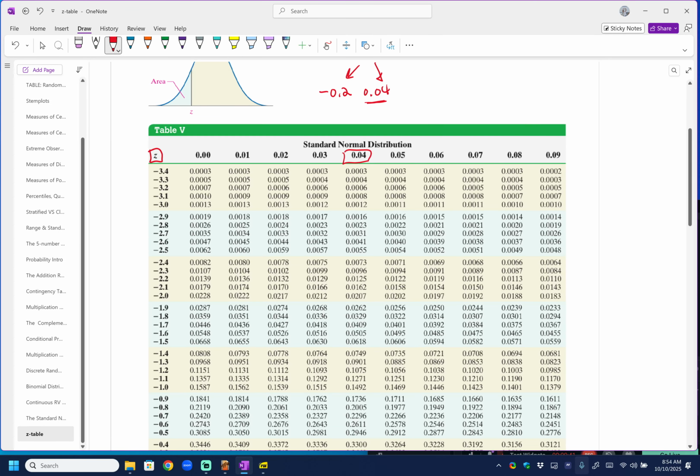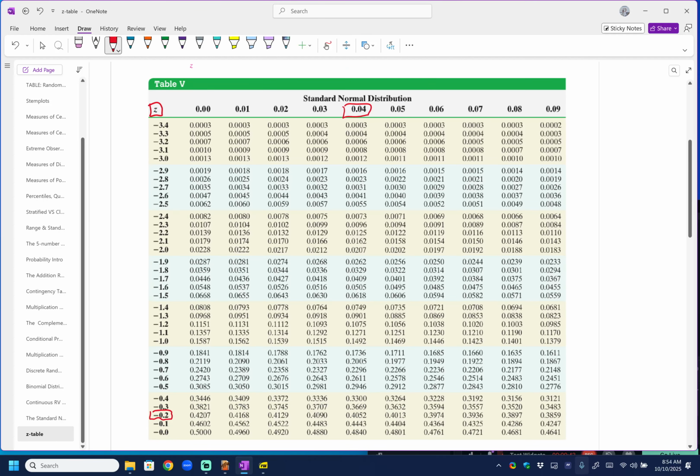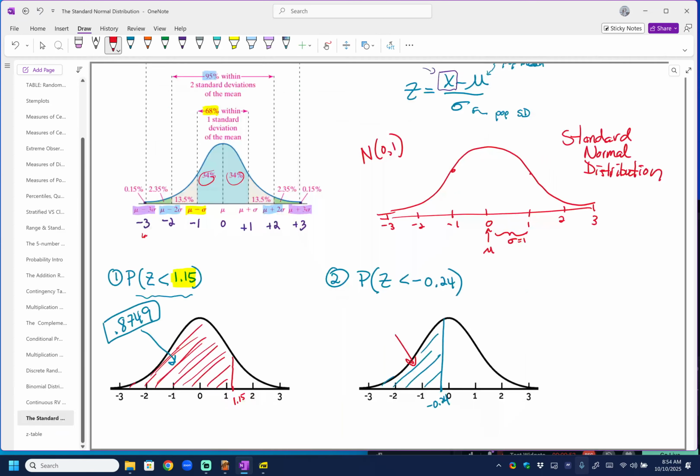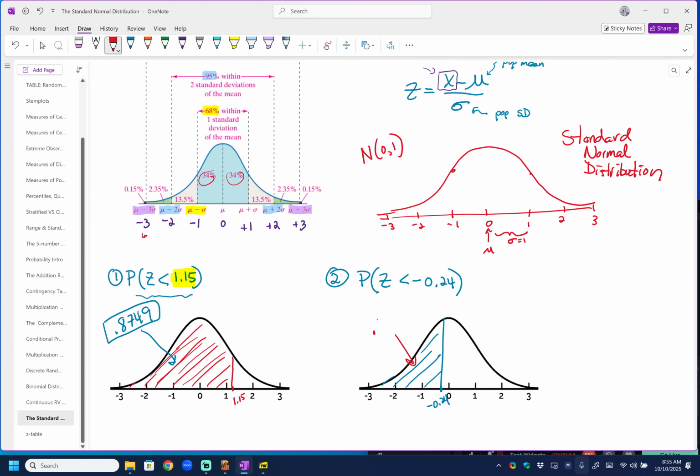We're going to then meet in the middle, all the way down, and we're going to find the number 0.4052. That means that the area we just found is indeed 0.4052.